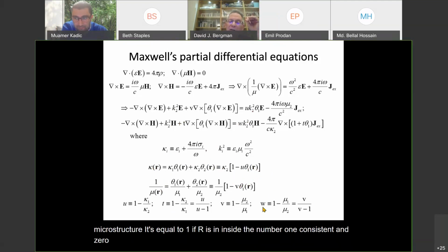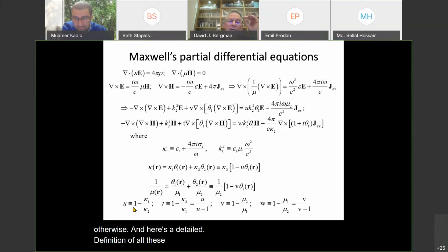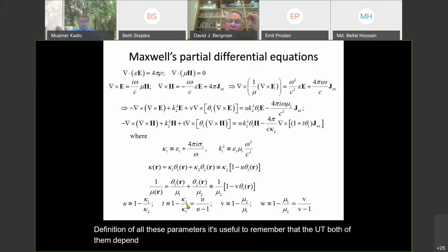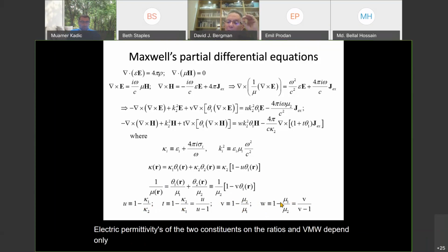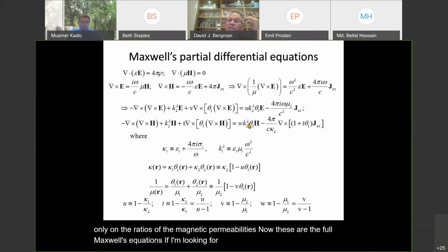And here's a detailed definition of all these parameters. It's useful to remember that U and T both depend only on the ratios of the electric permittivities of the 2 constituents. V and W depend only on the ratios of the magnetic permeabilities. Now, these are the full Maxwell's equations. If I'm looking for eigenstates, of course, I have to look at those equations where there's no external current.